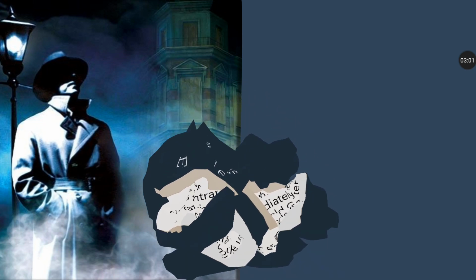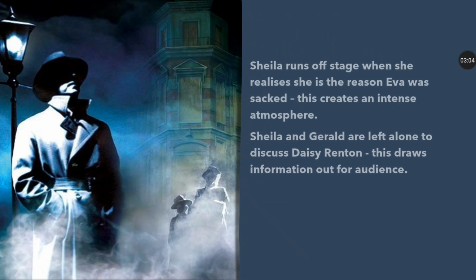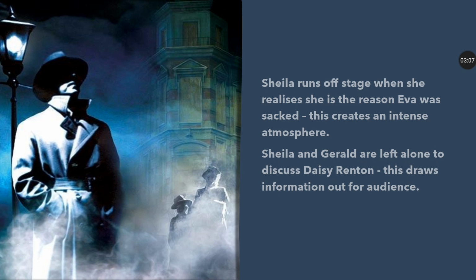More dramatic devices and conventions can show Sheila, who runs off stage when she realizes she's the reason that Eva was sacked. This creates an intense atmosphere. If we think about how Priestley controlled the tone and mood, that gives us such an atmosphere of suspense. Sheila and Gerald are left alone to discuss Daisy Renton. This draws information out for the audience.